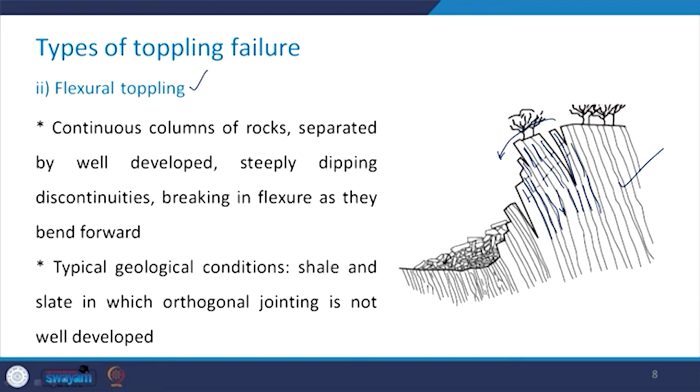So, you can see the difference between this figure and the figure which I showed you in the earlier slide, that in this case these orthogonal joints which were present in the previous case are not there. So, no orthogonal joints in this case, and therefore, they break in flexure as they bend forward in this particular manner.